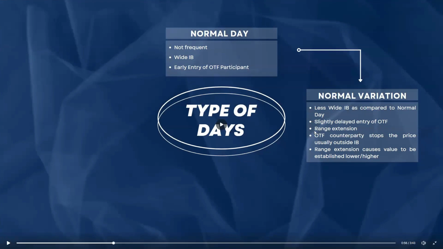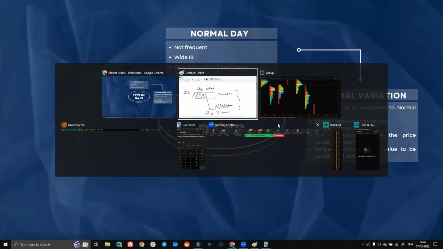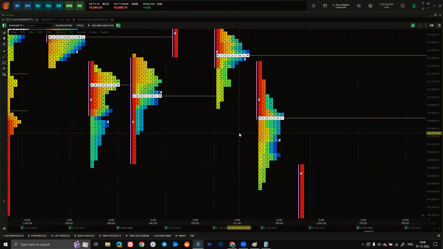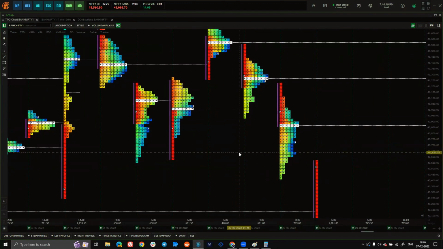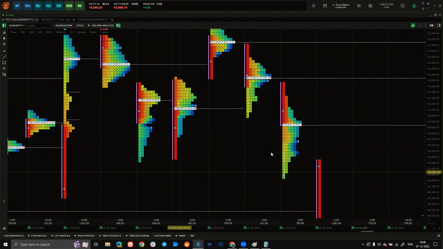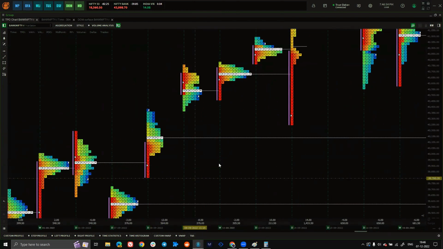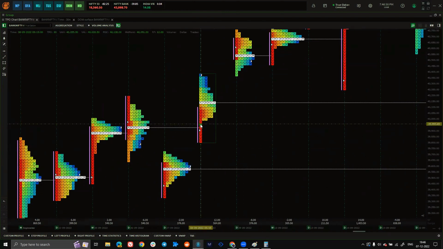So range extension, IB extension takes place. The other counterparty of a big participant stops the price, and the range extension causes the value to be established lower or higher. Some fancy words. It means simply that the value area, which was supposed to be developed within the IB, gets developed outside the IB, like here.